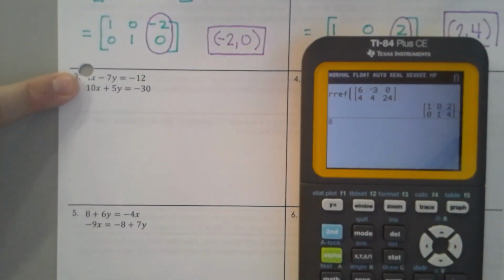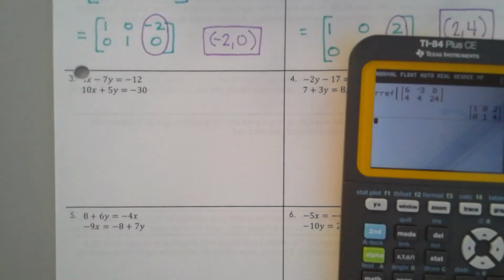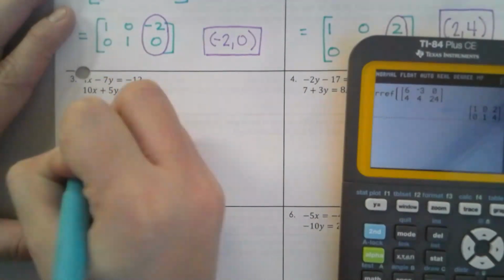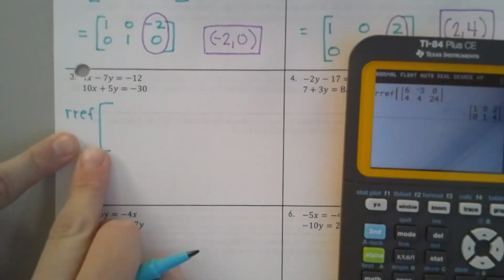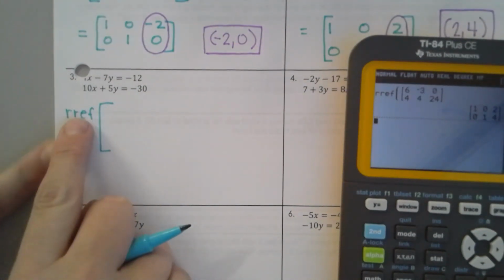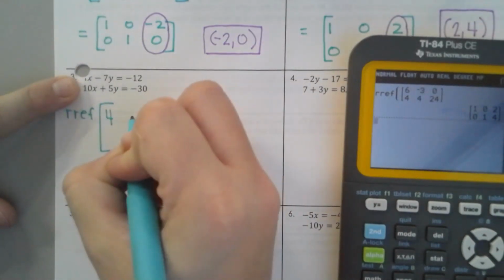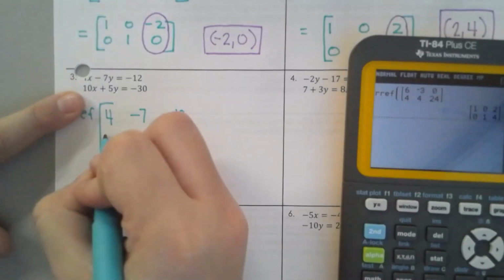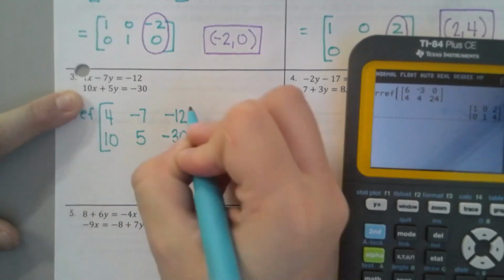Alright, so that is a 4x right there at the beginning. So I'm going to do RREF. Make sure, I want you writing this down. Not just the answer. I want you writing RREF and then the matrix. 4, -7, -12, 10, 5, -30.